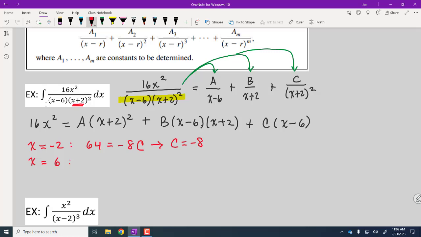Now our next convenient value is 6. Plug it in on the left. I don't want to simplify this yet. I'm bad at math today. So we're going to leave it at 16 times 36 for now. And then on the right, when the 6 goes in, don't these 2 go away? So 6 minus 6 is 0 for both of those. So we plug in the 6 here, and we get 8 squared, which is 64a.